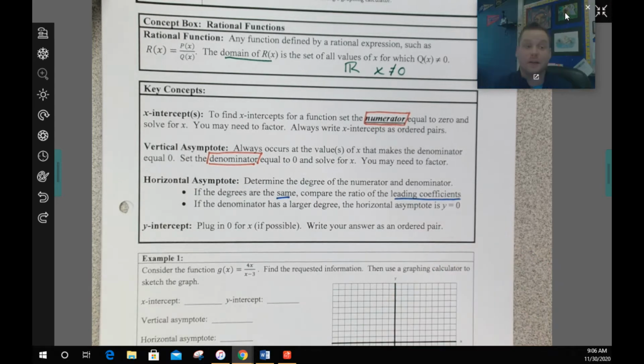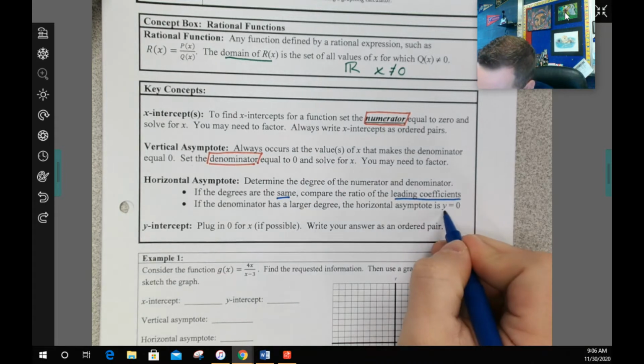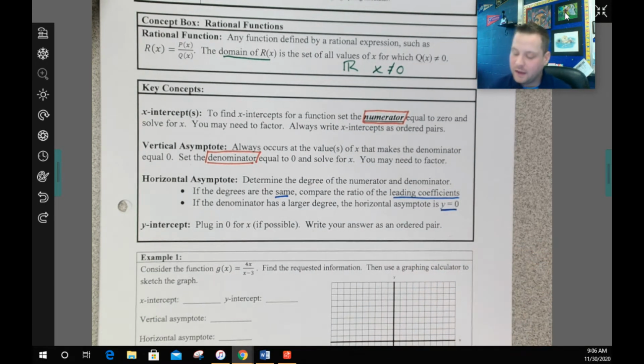If the denominator has a larger degree, which is the style that we had in 4.1, then you're going to have y equals 0. And then our last one, for y-intercept, you plug in 0 wherever there's an x, and then whatever's left over, that's your y-intercept. So looking at example 1, they ask us to find all these key pieces of information and then graph it.